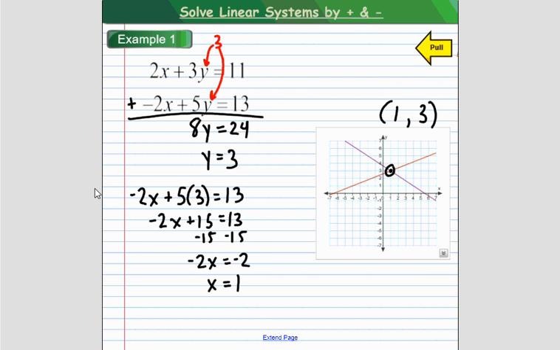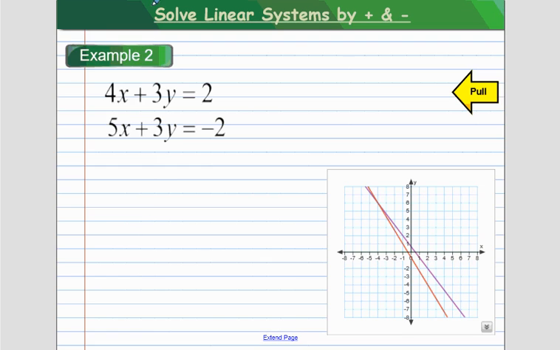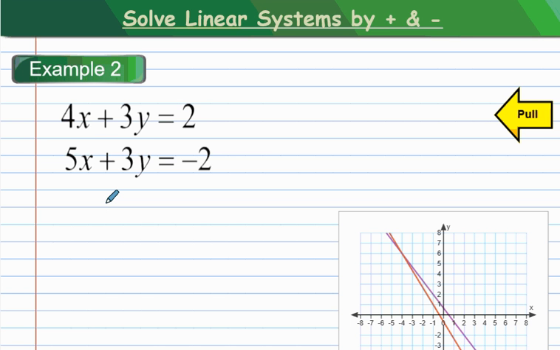We're going to try one more, then we're going to write down the steps that we're using, kind of generalize what we've been trying. So, second one, before we write down the steps. Let's try adding here. That's what we've been doing all along. 4x plus 5x is 9x. 3y plus 3y, uh-oh. For the first time, neither the x's nor the y's canceled each other out.